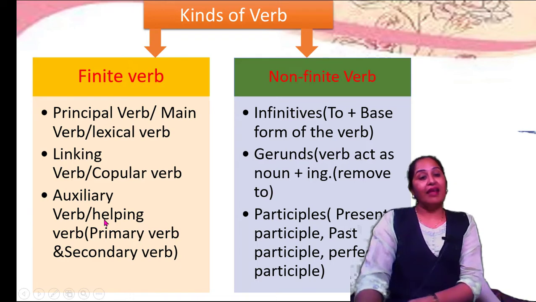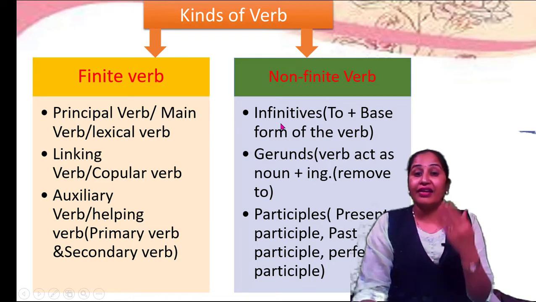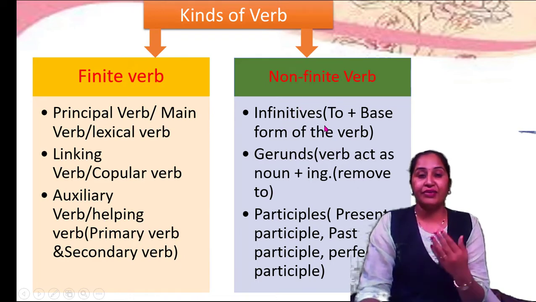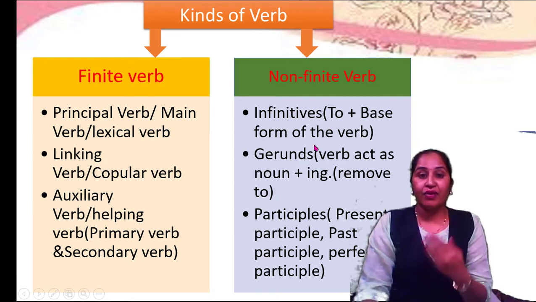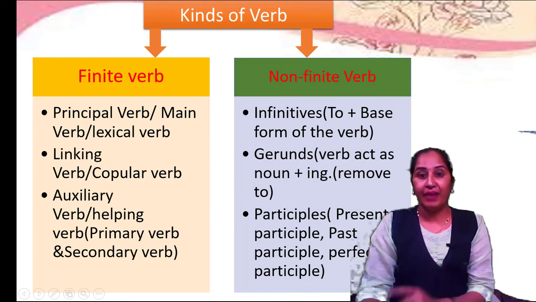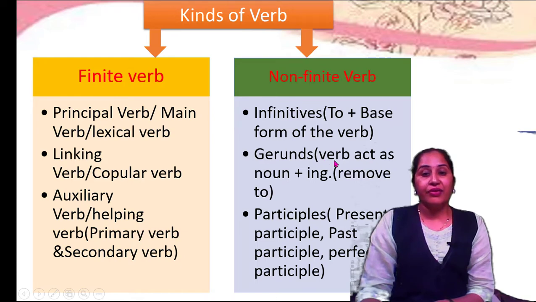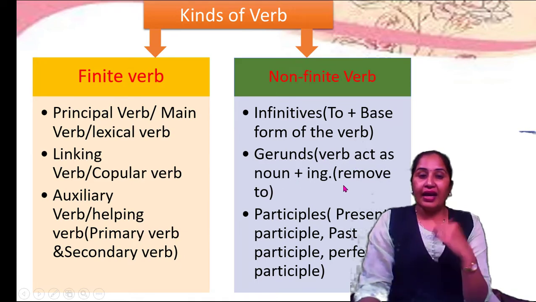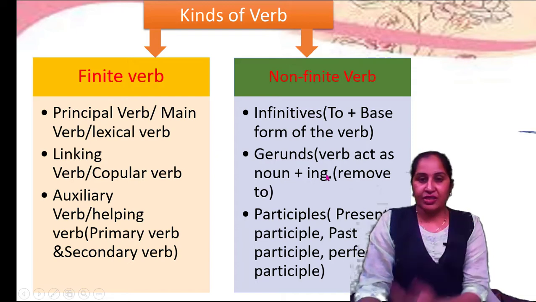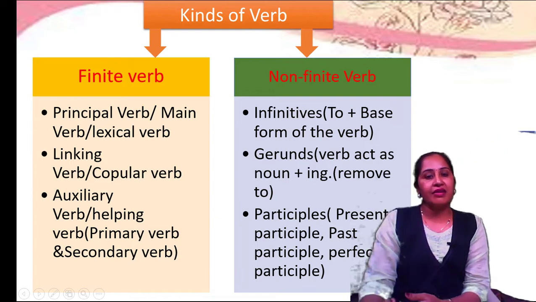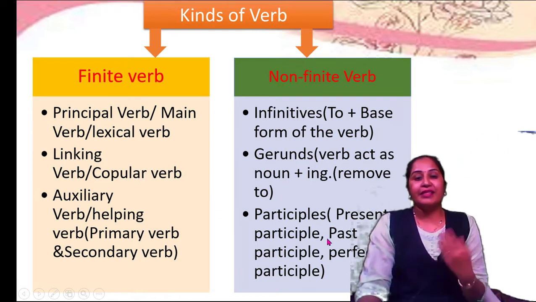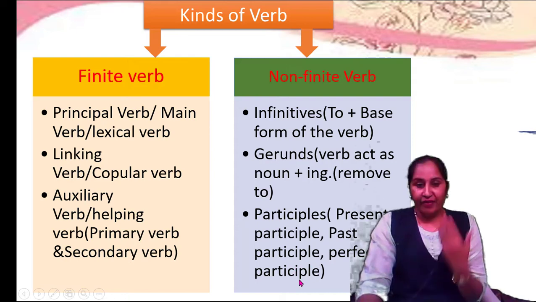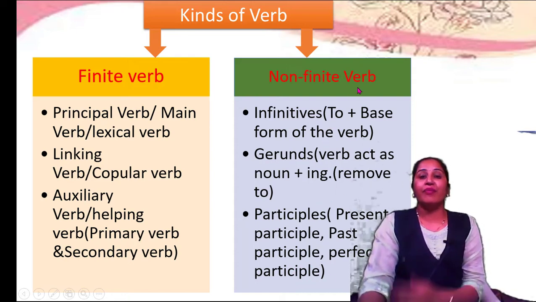There are two types of helping verb: primary verb and secondary verb. In the non-finite verb, we see there are infinitives. You know that an infinitive is to plus the base form of the verb, for example, to play. Then gerunds: a verb acting as a noun, plus ing. If we remove to and add ing, it will be a gerund. For example, if you take to play, delete to and add ing, it is a gerund. The next part is participles: the present participle, past participle, and perfect participle. These are the types of non-finite verb.